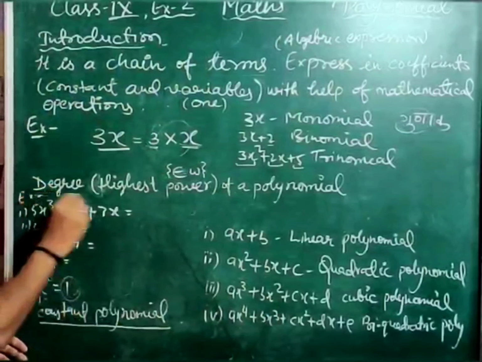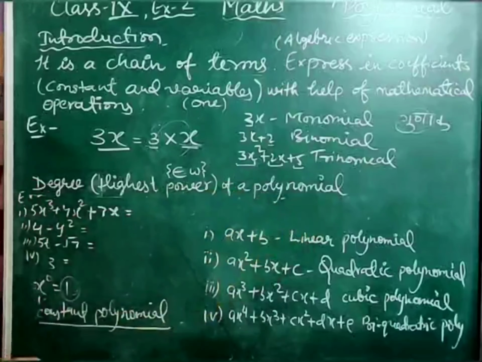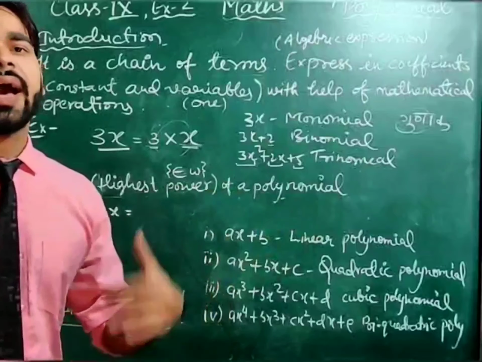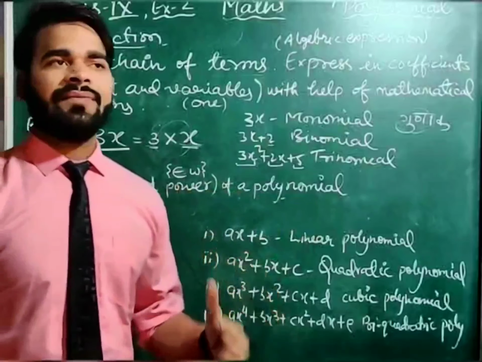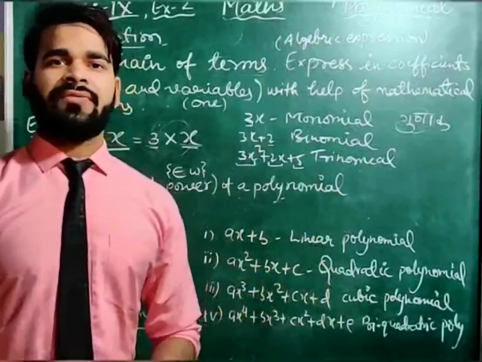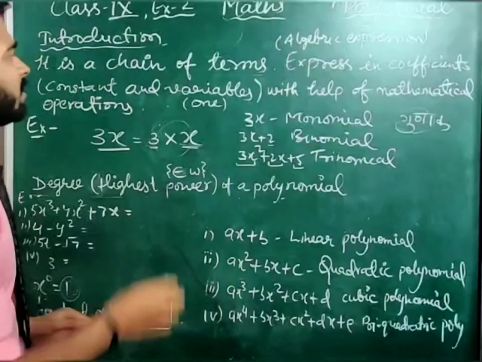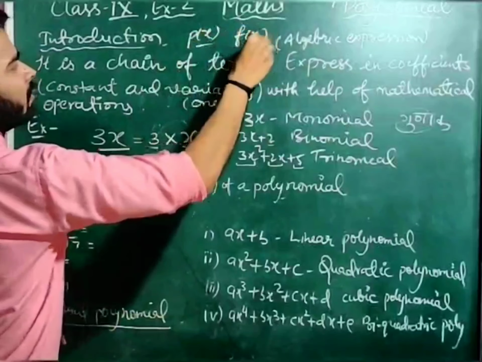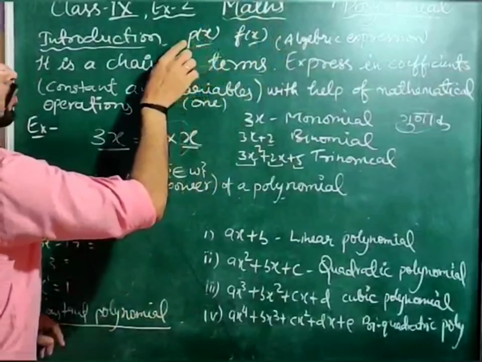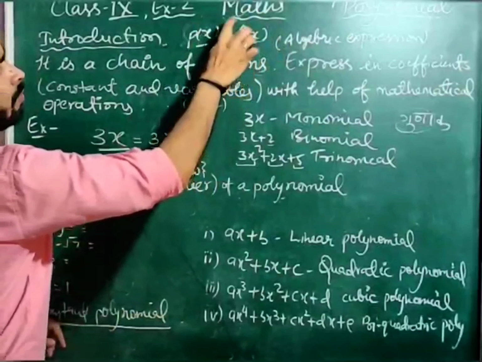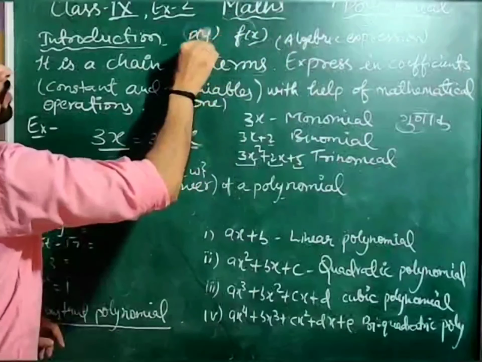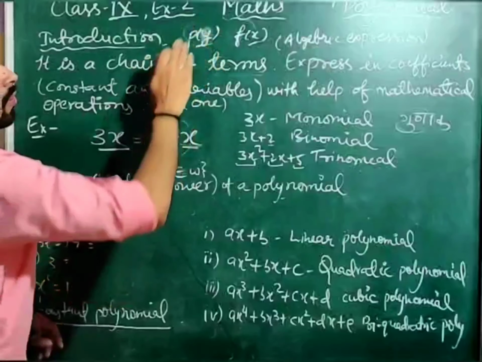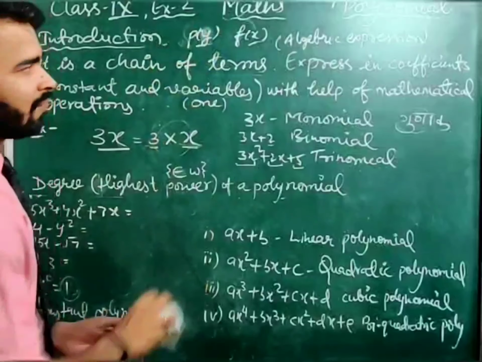Now next, degree of a polynomial. What is the degree of a polynomial? Degree means highest power. If a polynomial is given, it is represented by p(x) in your book, or you can write f(x). p(x) means polynomial in variable x, f(x) means polynomial in variable x. Suppose you are writing y, then you will say polynomial in variable y. So you will study polynomials in one variable only.